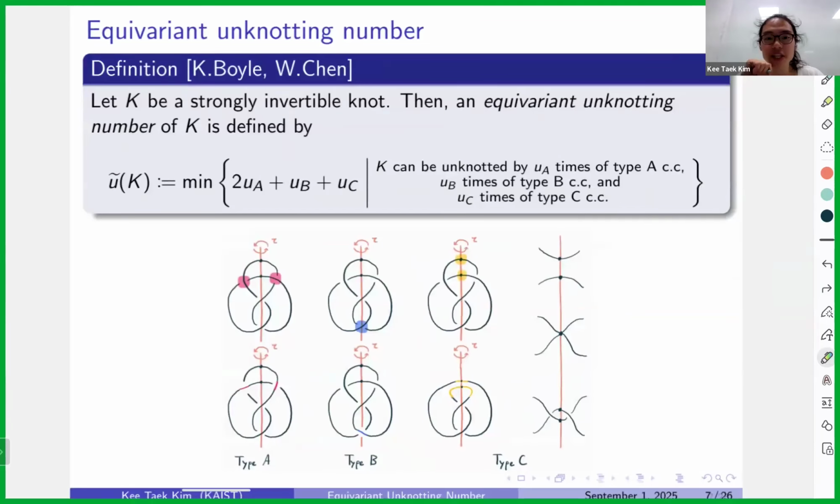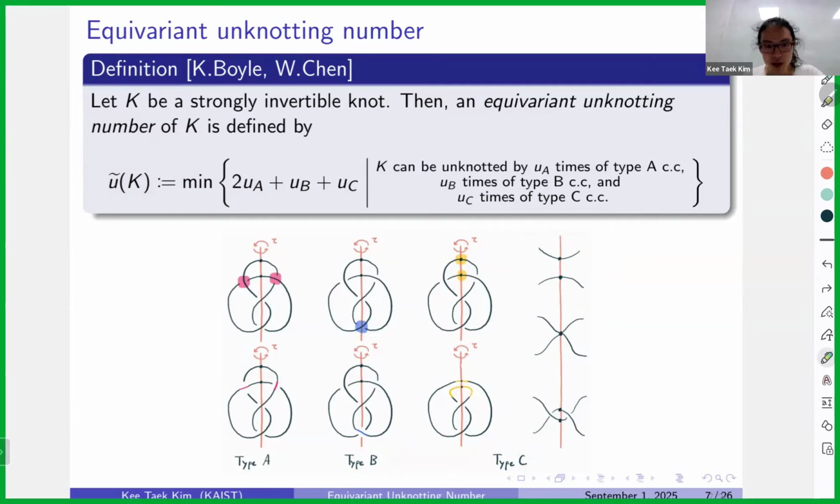Then we can consider a symmetric version of the unknotting number. Boyle and Chen considered these three types of equivariant crossing change. The type A crossing change is the case when two symmetric crossing changes happen off the axis. So there are two crossing changes. Type B and type C are when the crossing change happens on the axis, but the type C crossing change is when these two fixed points collide, like this movie. So they are slightly different.